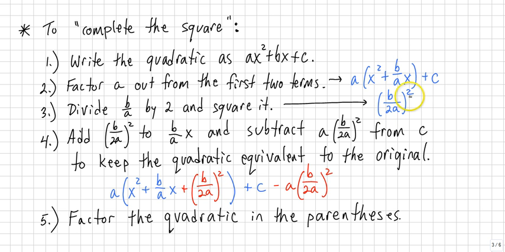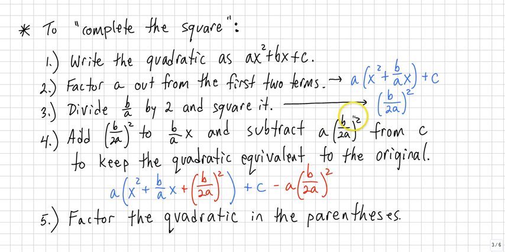Whatever you get, we're going to take that number and add it to this term right here, the b over a times x. We're going to add that number to that term. But that's not really legal. You can't just add some number to an expression because you feel like it. So to make it legal, to make sure that we're working with the same quadratic all the way throughout, even though we added this number, we're going to immediately subtract off the same amount from the end of the quadratic.